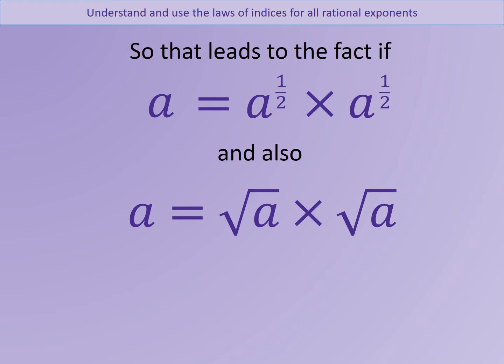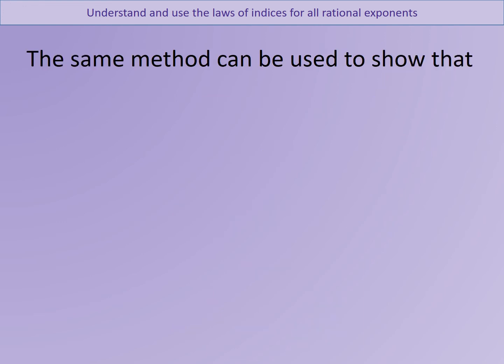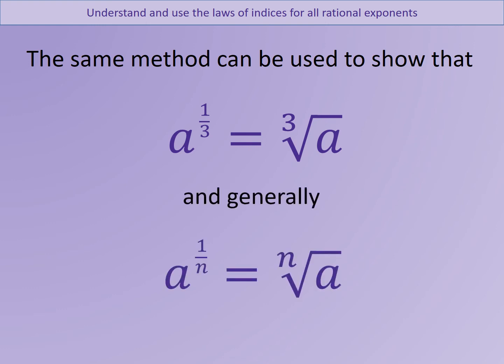So in our first slide that we just looked at, we recognise that a to the power of a half times a to the power of a half is equal to a. In the slide I've just shown you, we also recognise that root a times root a is equal to a, and therefore if we combine those two, we can see that root a therefore is equal to a to the power of a half. Using similar logic, we can deduce that a to the power of a third is equal to the cube root of a, which then leads to the general rule that a to the power of 1 over n is equal to the nth root of a. And that's our next law of indices.